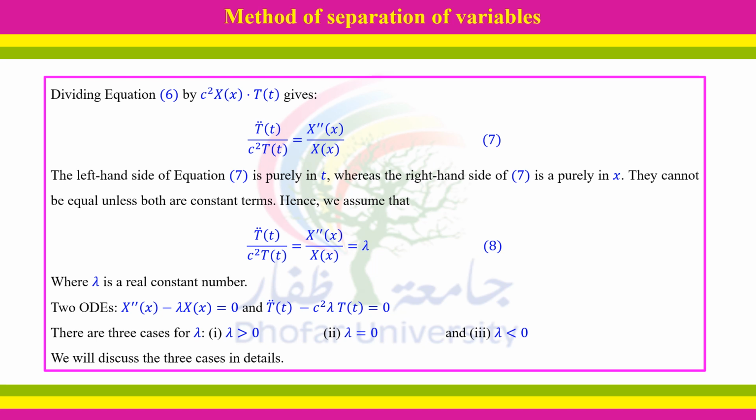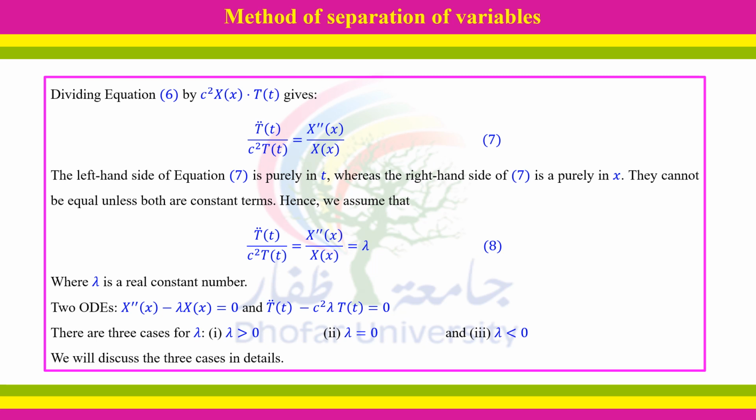If we divide equation 6 by c squared times x of x times t of t, we will obtain the two terms in equation 7 here. That is t double dot of t over c squared t of t equals x double prime of x over x of x. The important notice here in equation 7 is that at the left hand side we have a function in t, at the right hand side we have a function in x, and we are requiring them to be equal.